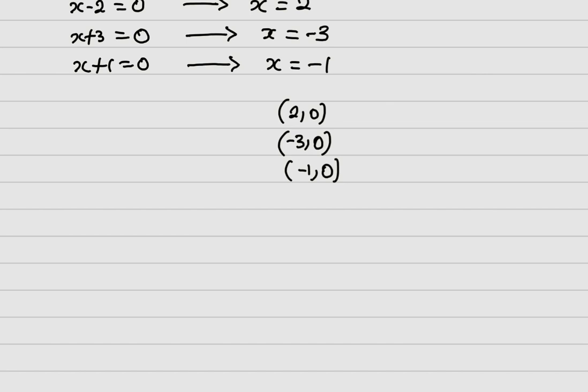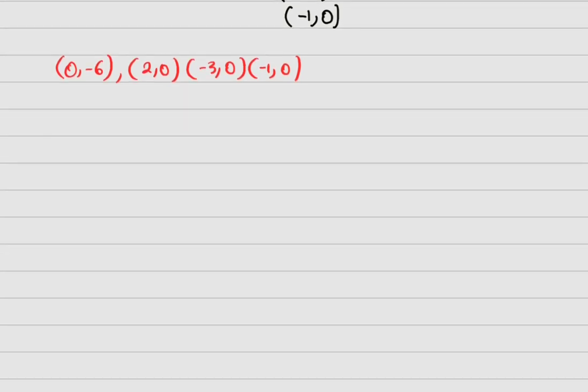Now basically, this is the summary of what I have. I have 0 comma minus 6, I have 2 comma 0, I have minus 3 comma 0, I have minus 1 comma 0. This is what I'm going to use to sketch my curve. So let's go down and sketch the curve.